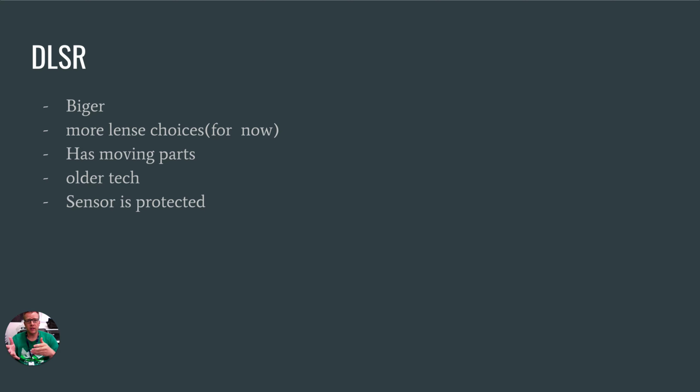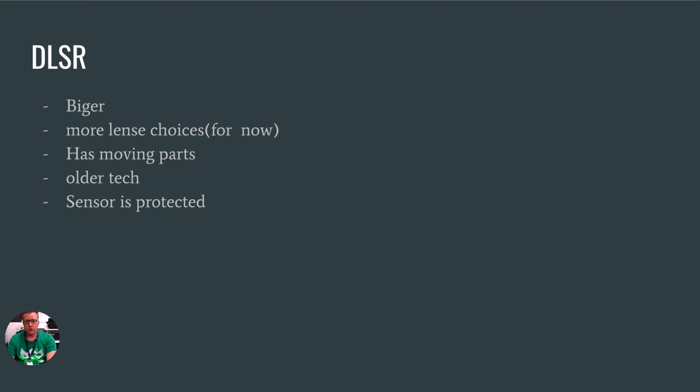And the digital SLRs work on an optical viewfinder. So what you're seeing is actually what the lens is seeing. There's no electronics in between that. So the digital SLRs are starting to move a little to that older tech side as mirrorless cameras come in. The mirrorless cameras will probably eventually take over the digital SLRs totally in the near future.